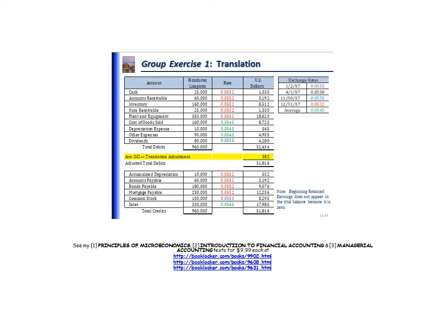Now look at some items out of the income statement. I'm going to start at the top. Cost of goods sold, depreciation expense, other expenses, and at the bottom, sales. Period of time, so we use the average over the period. The income statement shows results of operations over a period of time. So those are the basics. That pretty much solves almost everything.